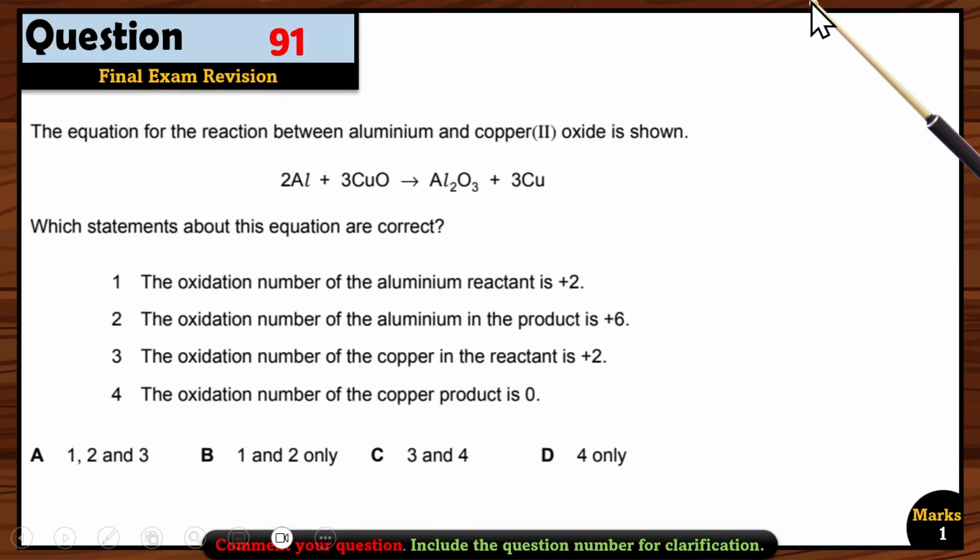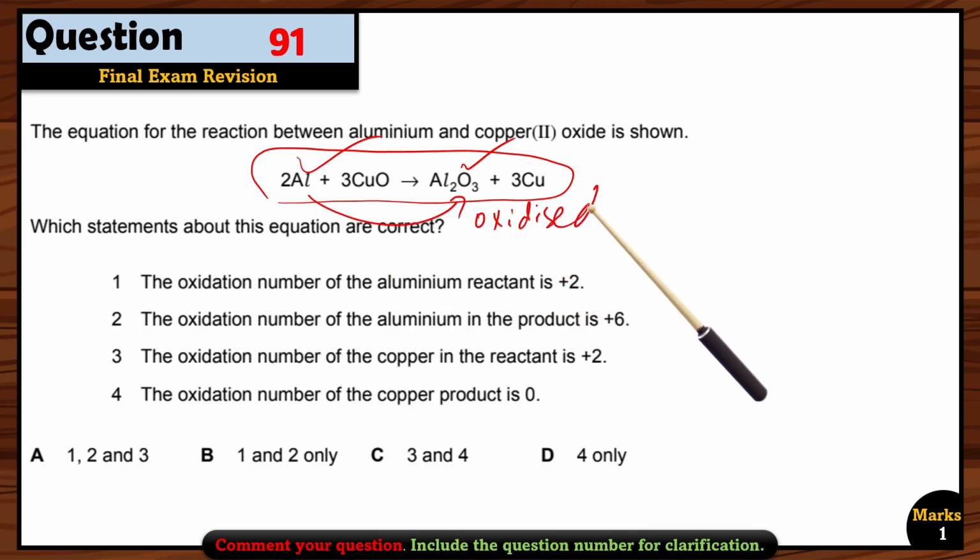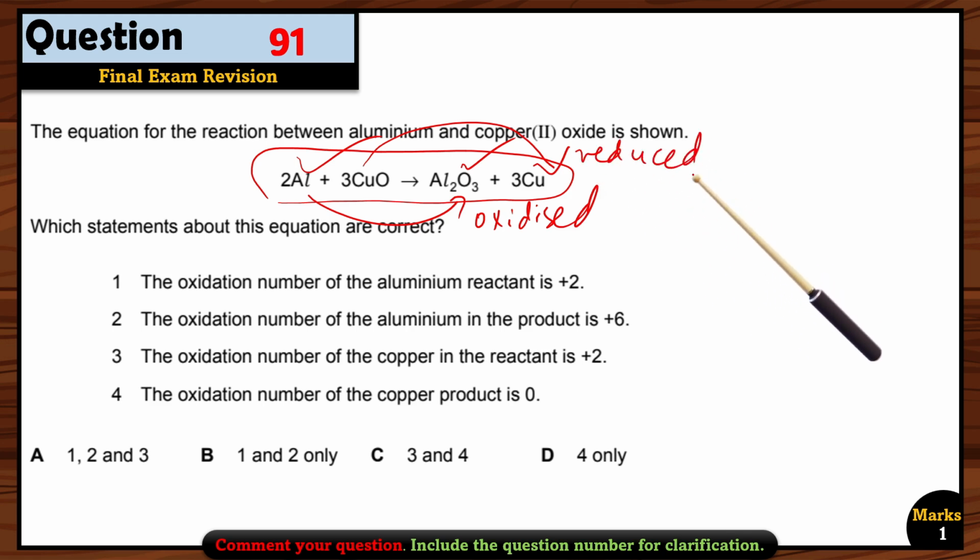Let's see another question. The equation for the reaction between aluminium and copper oxide is shown. Which statements about the equation are correct? Again, let's see here. It's a simple equation. You can easily see that aluminium gained the oxygen. So it means aluminium is oxidized, right? Because it gained the oxygen. This is the definition of oxidation. And copper oxide has been reduced. Why? Because the oxygen is removed. So copper oxide is reduced. Now let's see the oxidation number. The oxidation number of aluminium reactant is +2. We have to check.